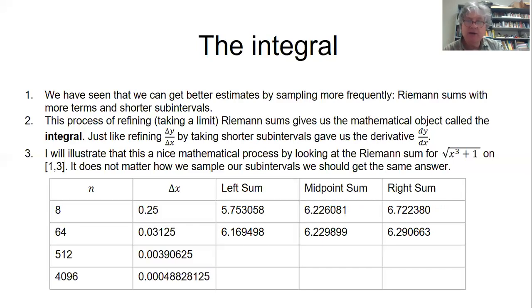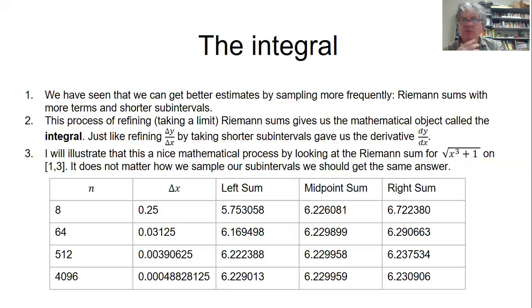Okay, so I try 512 subintervals, so each subinterval is 1/256. And it's even better. They seem to be around 0.007, something like that, between each one. And then for the final one, I'm going to take 4,096 subintervals. And when I do that, I'm really, really happy, right? We seem to be getting that there is an answer.